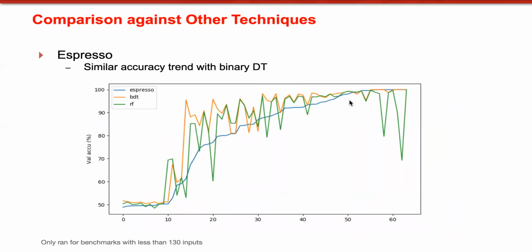We also compared our approach against several other techniques. The first one is espresso, a classic logic optimization technique. In this figure, we are comparing binary decision tree and random forest with espresso, where the y-axis is validation accuracy and the x-axis is the benchmarks. The benchmarks are sorted according to increasing accuracy of espresso. As we can see, espresso has a similar accuracy trend to the binary decision tree, although binary decision tree is better.